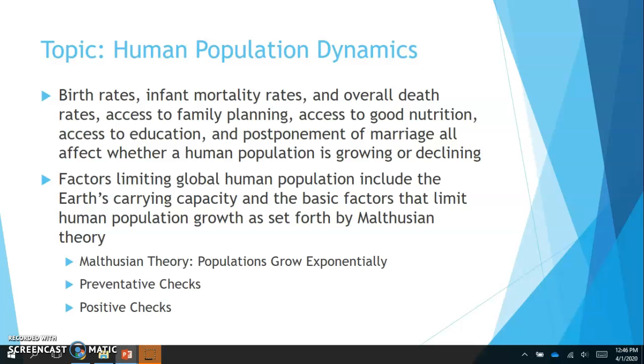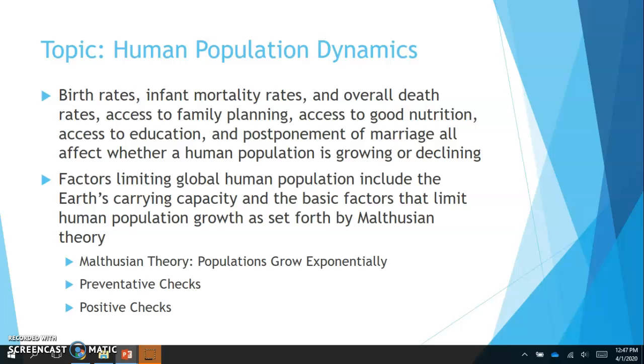So what we see typically in developed countries, they have slow or stable populations, whereas in developing nations where there's not as much access to healthcare and there's not as much access to birth control, there's a lot higher birth rates, and so therefore a rapidly growing population. Factors that limit global human population include the carrying capacity of the earth. And remember, we are part of our environment, so we do have resources that limit our carrying capacity. Now, we as humans have been able to raise our carrying capacity by lowering the carrying capacity of other organisms, so we do need to keep that in mind.